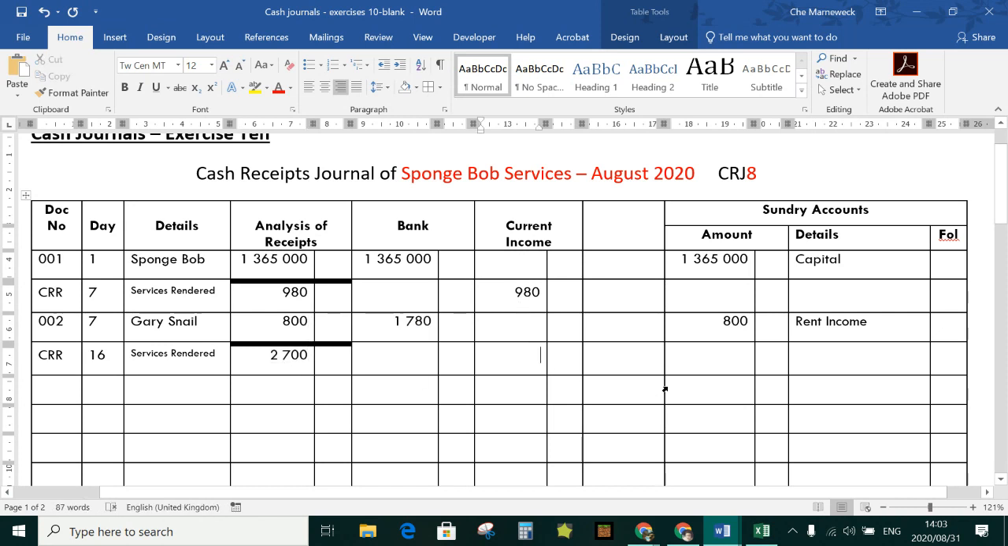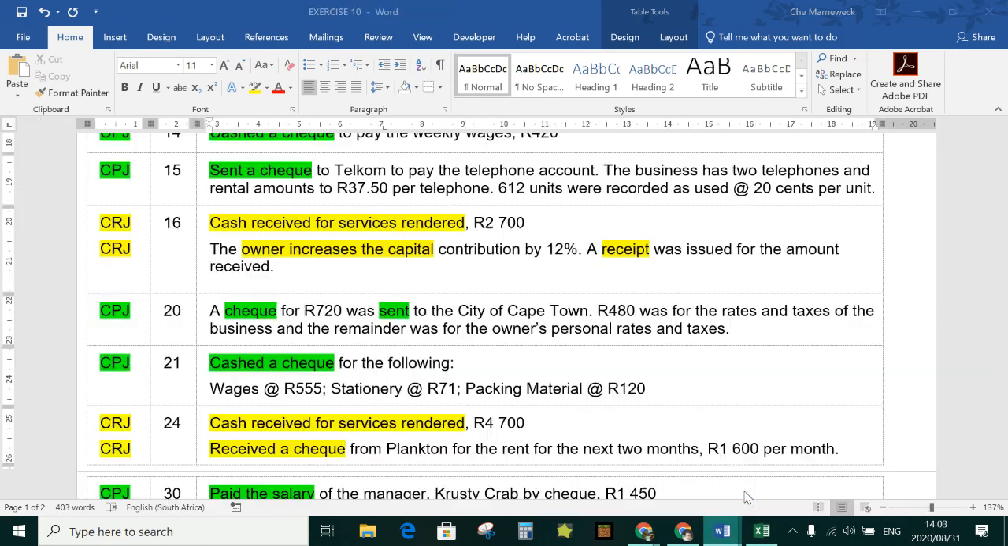Do we have a column? Yes, we record it under current income. So we've got another transaction happening on day 16. We have a look and we see the owner increased the capital by 12% and a receipt was received. It was issued and the amount was received. So we know that 1,365,000 was originally invested. They're going to increase it by 12%. So we need to work out what 12% of that amount is.